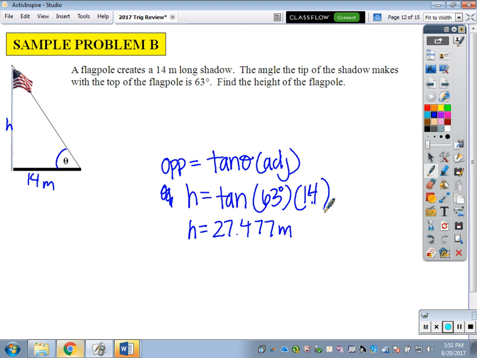And then we come up with our final answer of 27.477 meters. Does that seem reasonable for this problem? Yeah. Our largest side of our right triangle is opposing the largest angle aside from our 90-degree angle, so that's fine. A 27-meter tall flagpole is a very tall flagpole, but they do exist.